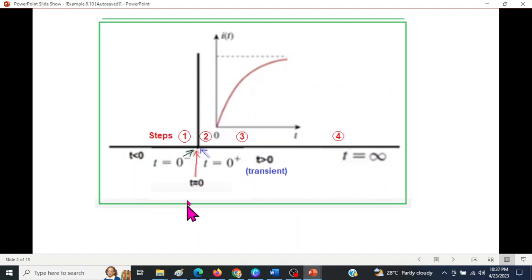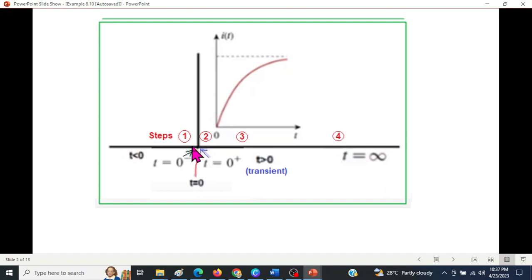This is the 0 point, the 0 axis, and the left of 0 we call t less than 0, and the right of 0 is called t greater than 0. Now, around t equal to 0, there are two more points. One is t 0 negative, just slightly short of t equal to 0. And then the next point is t 0 positive, which is just a little ahead of t equal to 0. Now, why do we discuss these?